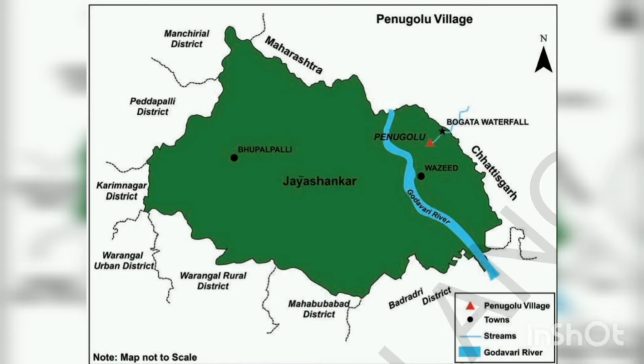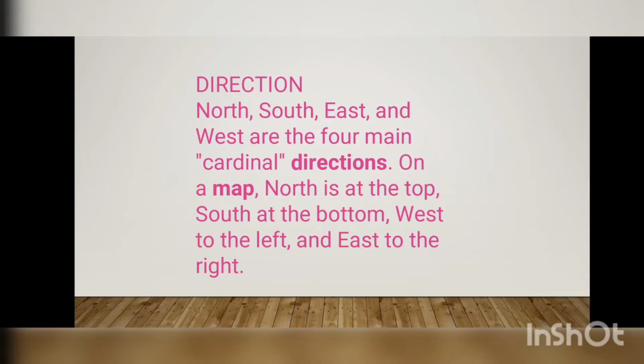Now we are going to look into the next important element, direction. North, south, east and west are the four main cardinal directions. On a map, north is at the top, south is at the bottom, west to the left and east to the right. There will be no change.